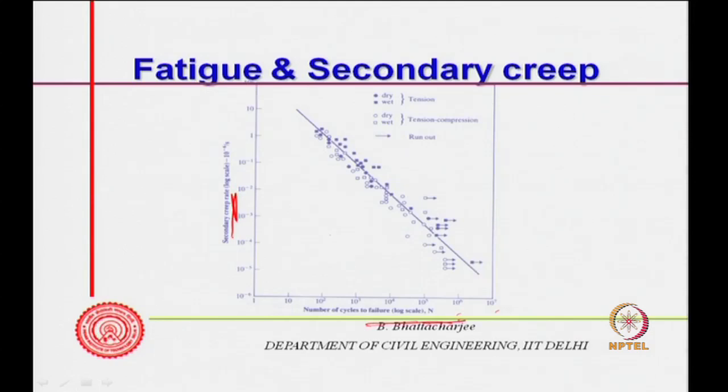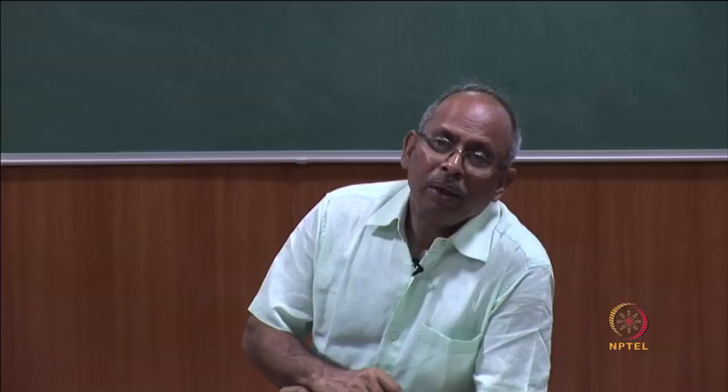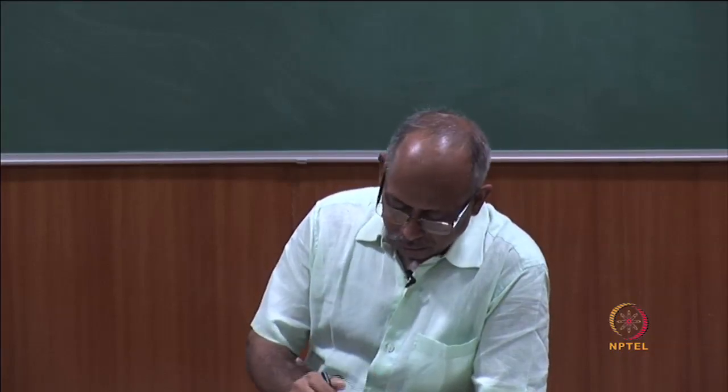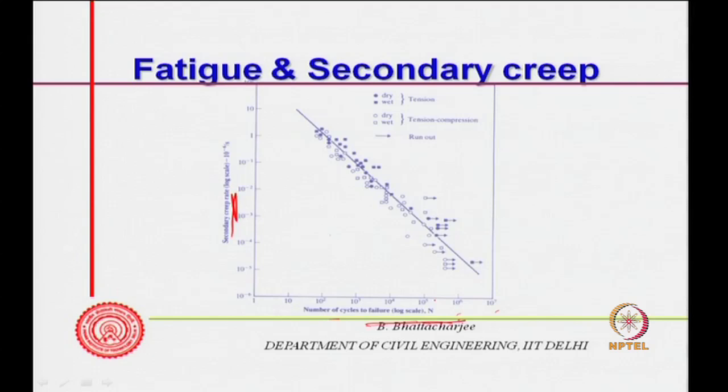It is seen that when your secondary creep rate is high, the number of cycles to failure is low. So, it is approximately linearly related to the number of cycles at failure, and this is related to the secondary creep rate. So, creep and fatigue are somewhat related.